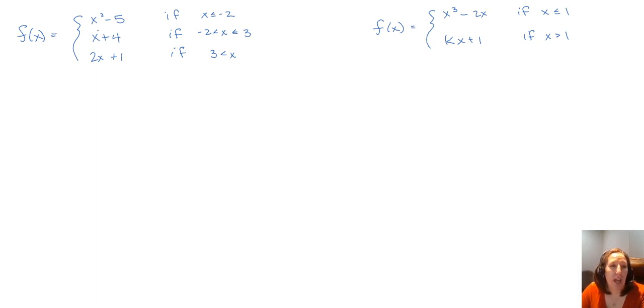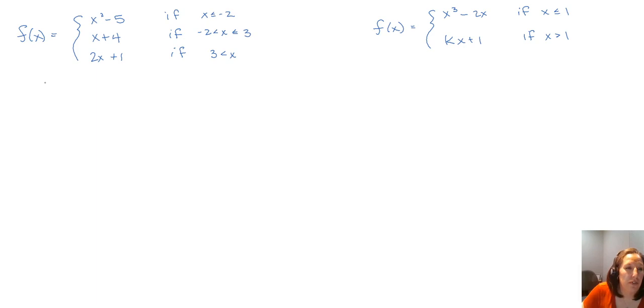So for this example, we have f of x equals x squared minus 5 if x is less than or equal to -2, and x plus 4 if -2 is less than x is less than or equal to 3, and our function is equal to 2x plus 1 if 3 is less than x. So the only two places, these are all three polynomials, and so the only two places where this function might be discontinuous are at those jump points, at x equal -2 or x equal 3.